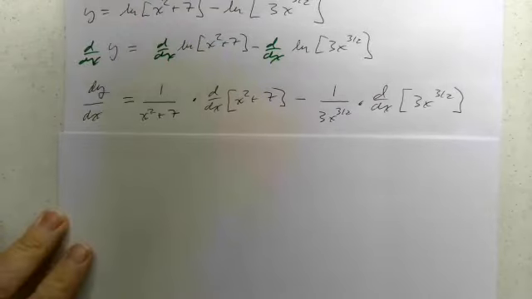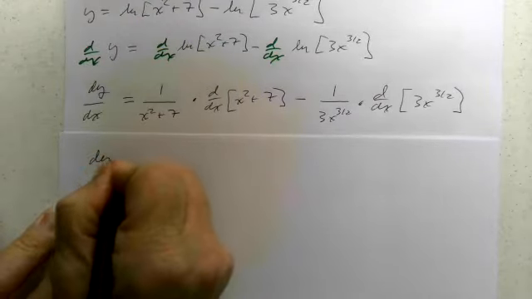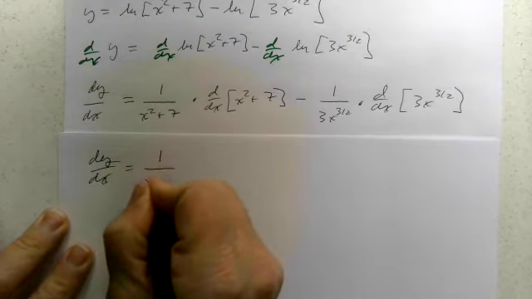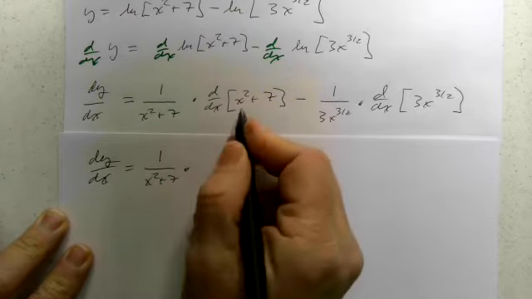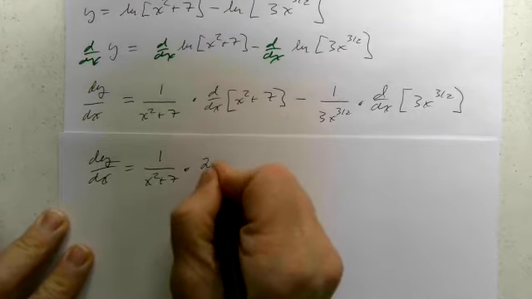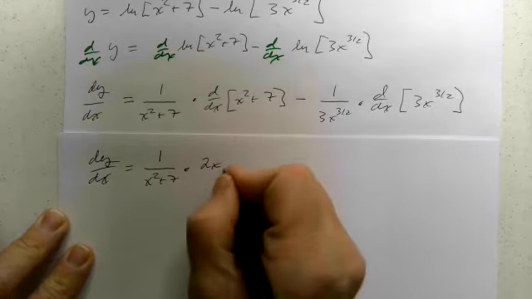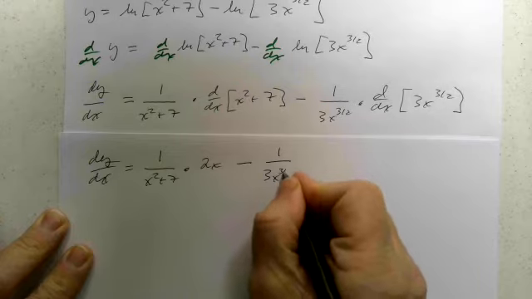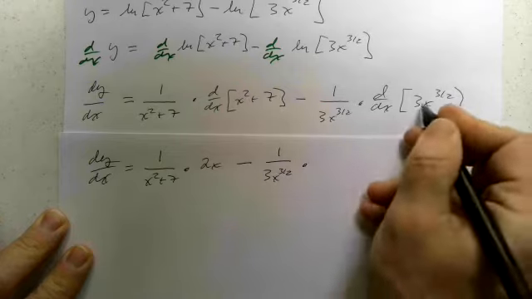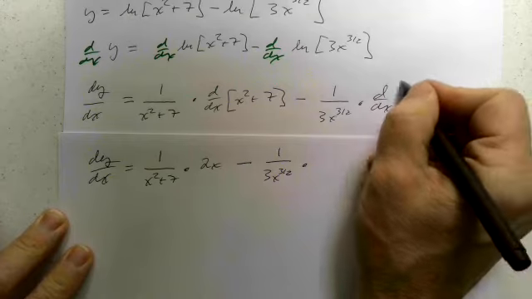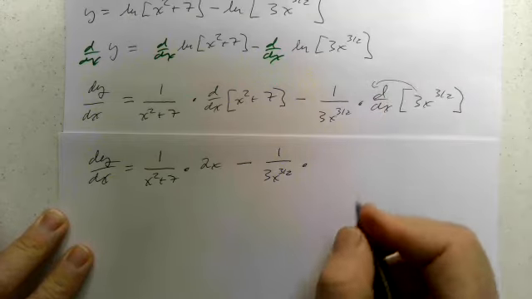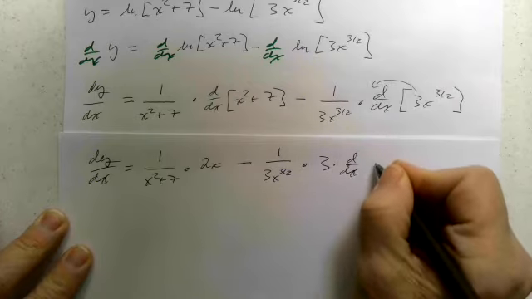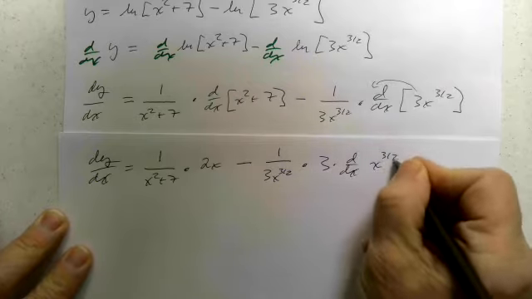Well, again, dy dx equals 1 over x squared plus 7. The derivative with respect to x of x squared plus 7 is 2x. Minus 1 over 3x to the 3/2. What's the derivative of 3 times x to the 3/2? I'm going to pull the constant out in front of the derivative operator. So it's 3 times the derivative with respect to x of x to the 3/2 power.